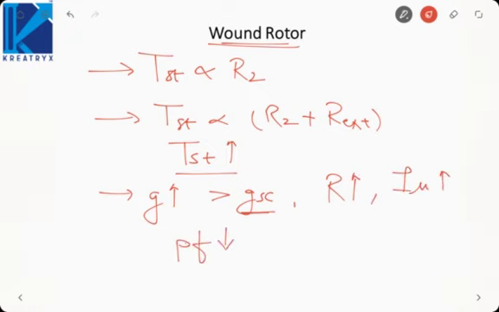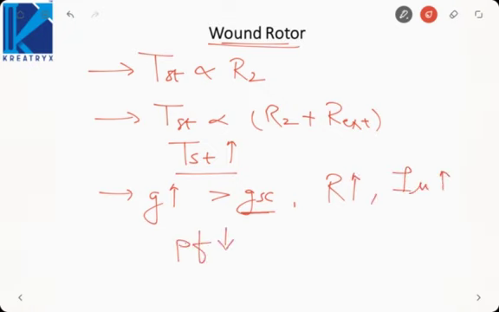Running characteristic refers to the power factor of operation, whereas starting characteristic primarily refers to the starting current and the starting torque. Due to increase in starting resistance, starting torque is high, and the current is reduced, because starting current will be voltage upon impedance. Due to increase in resistance, impedance increases and current reduces.